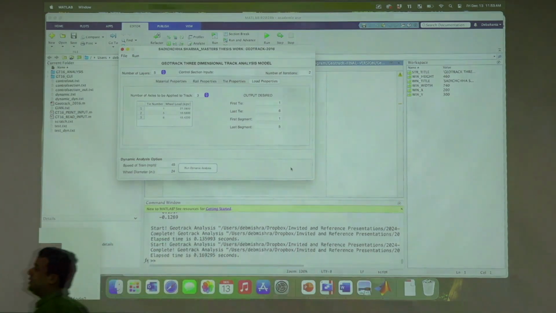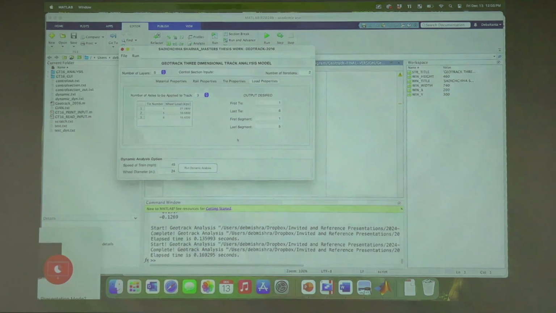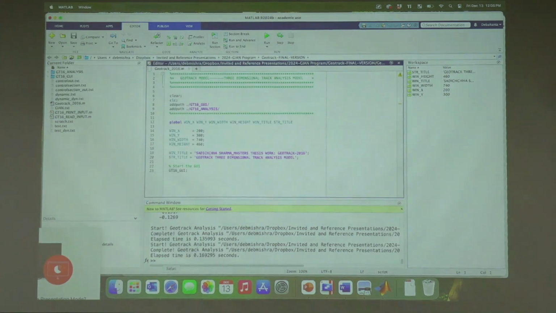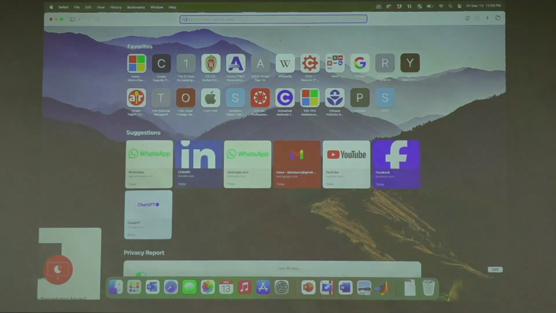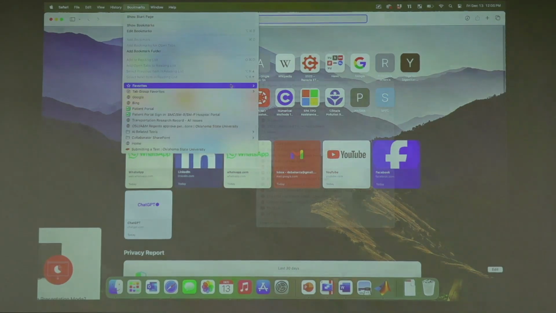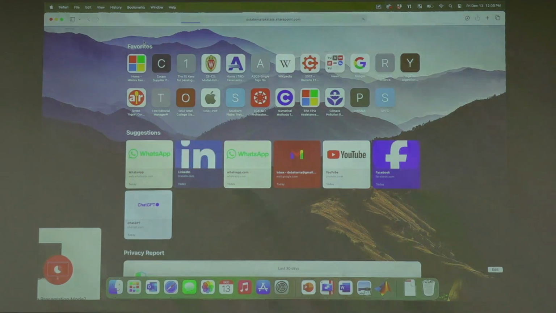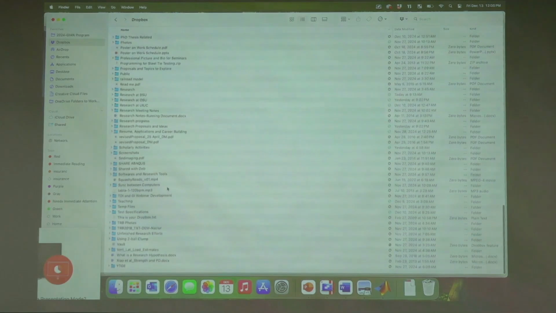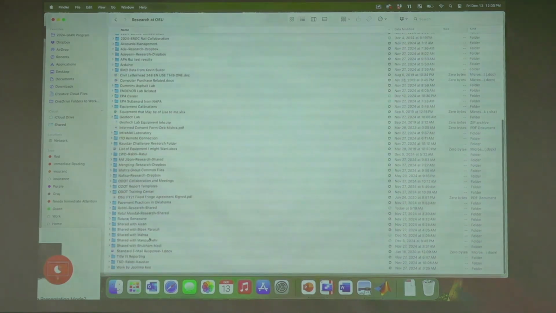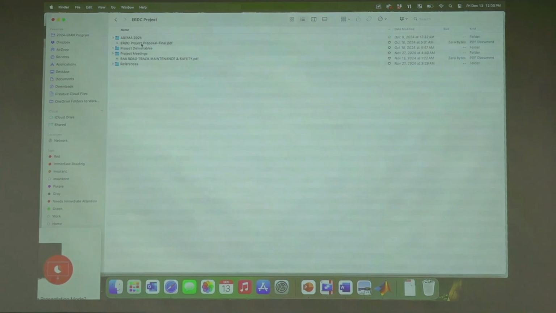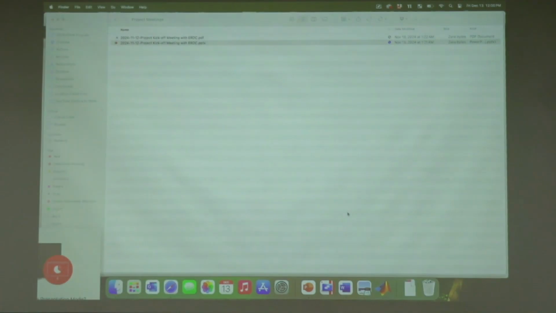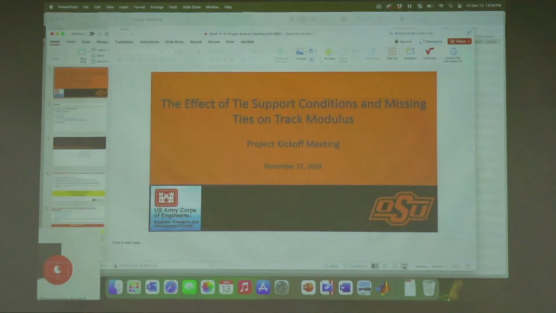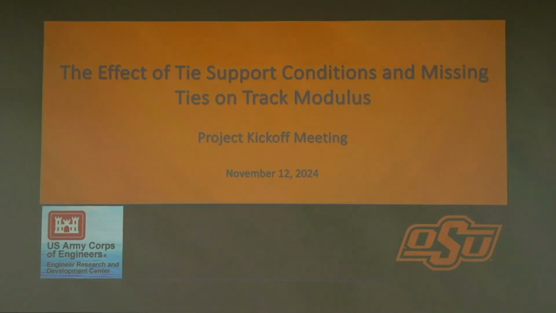Okay, and what is this used for? I'm going to show you something very quickly, and that's pretty much going to be all I'm going to do today. This is the importance of why you do this. I'm going to show this to you quickly.